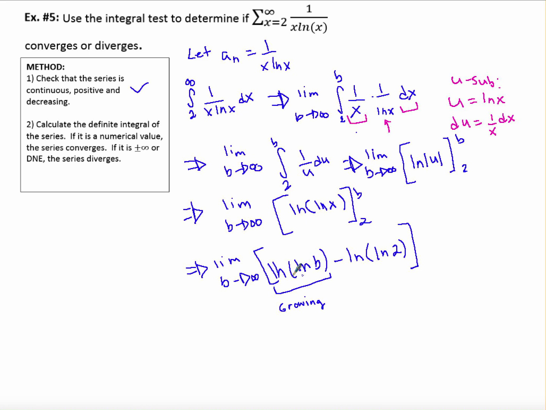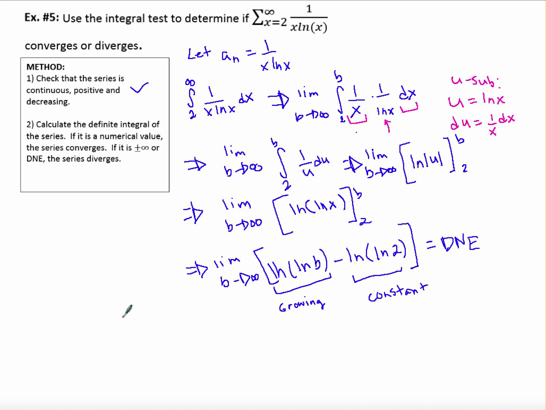So this does not exist for a limit. It's just going to keep getting larger and larger and larger. Whereas this guy is just a finite value. It's just a constant. And I don't really care what it equals. I know it's a constant. But as long as this first one is growing and growing and growing, the limit does not exist. Okay, so we don't have a limit.